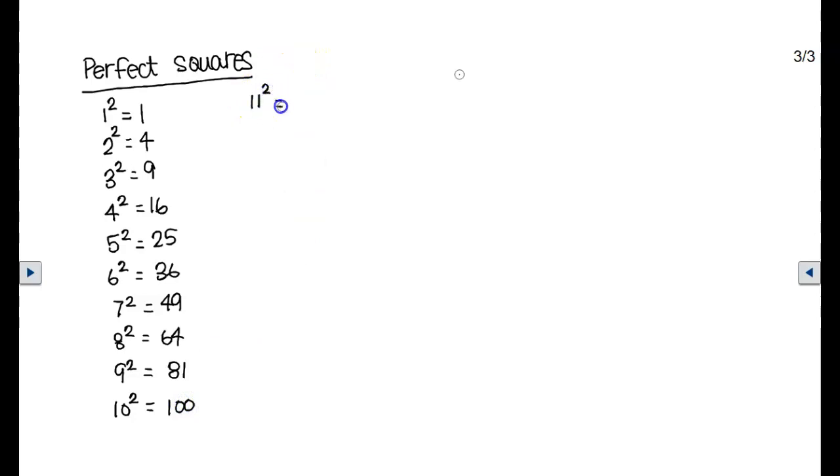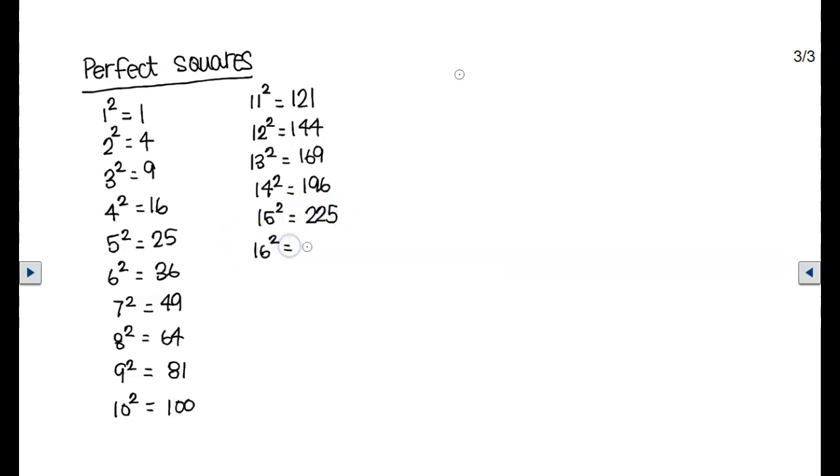11 squared is 121. 12 squared is 144. 13 squared is 169. 14 squared is 196. 15 squared is 225. 16 squared is 256. 17 squared, excuse me, is 289. 18 squared is 324.